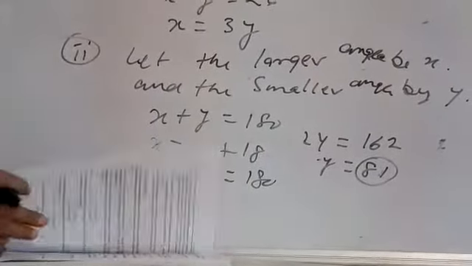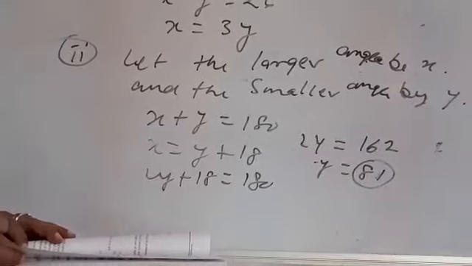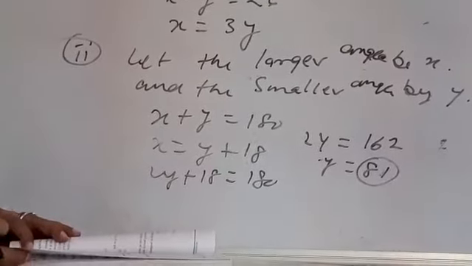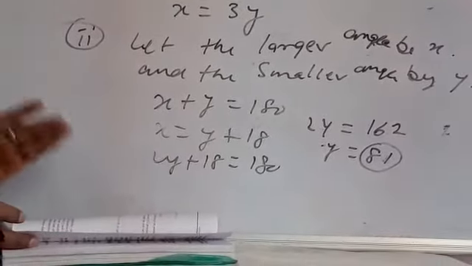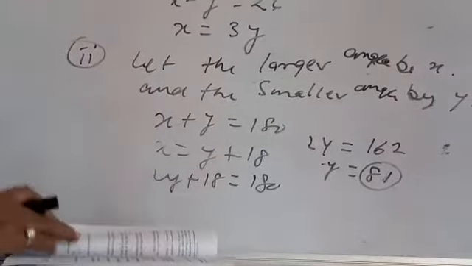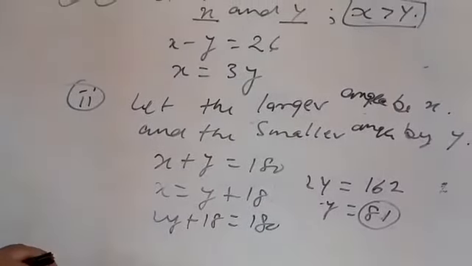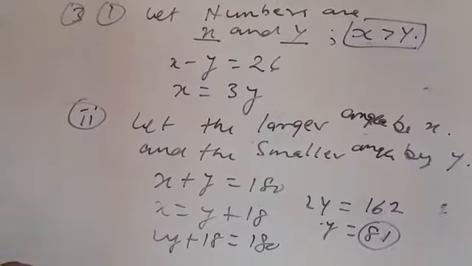So the third part is very easy. 7x plus 6y is equal to 3800, and by the substitution method you will enjoy while doing this question. That was the third part.